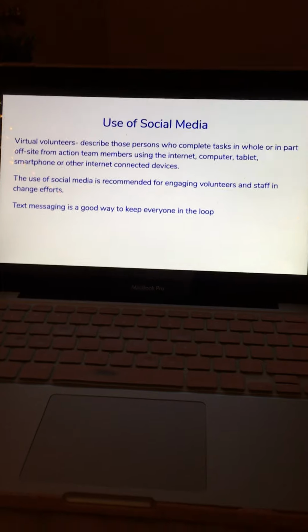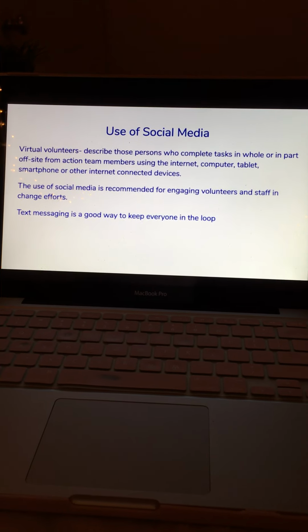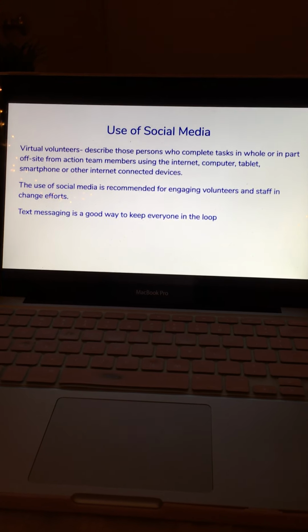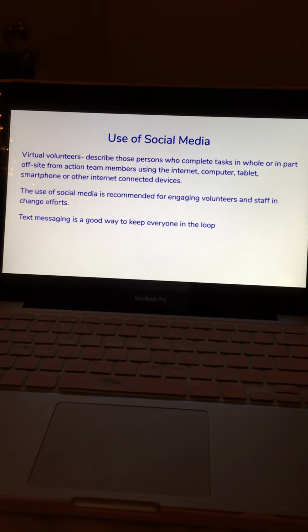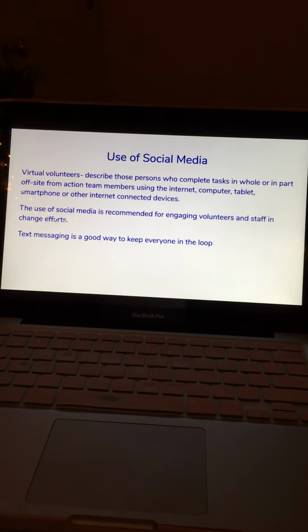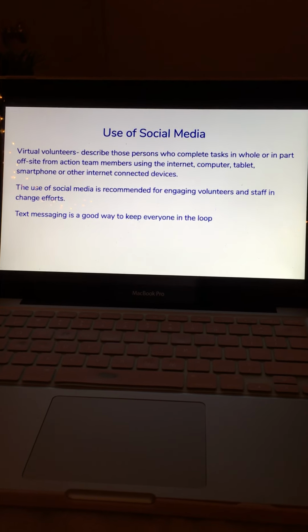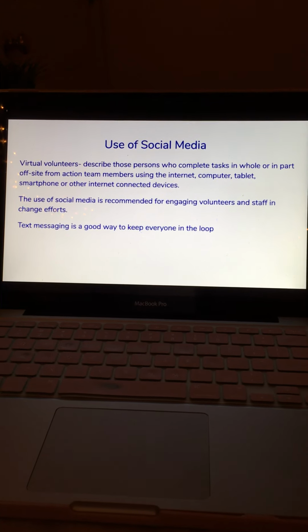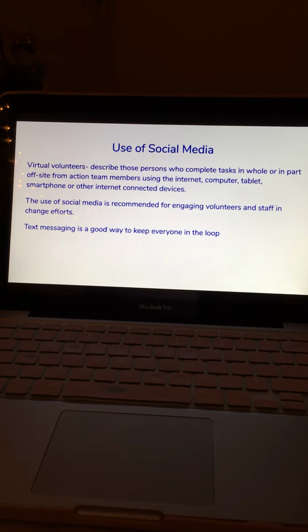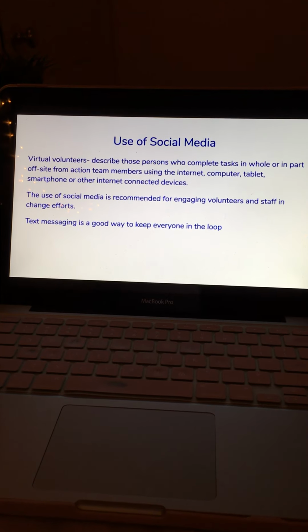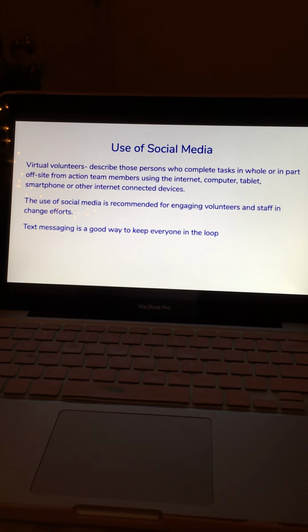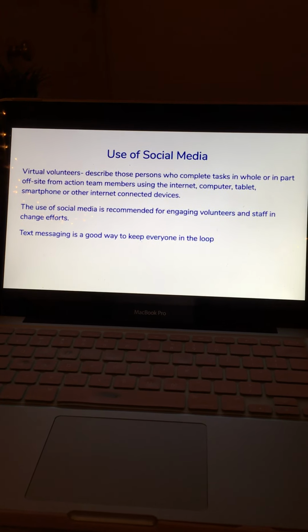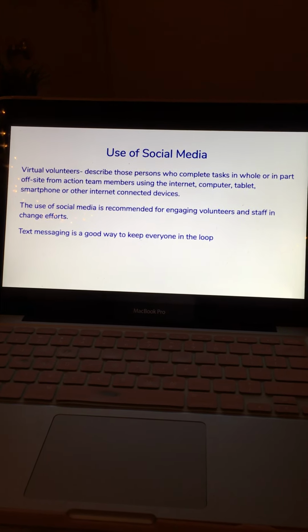And then there was a paragraph, which I thought was important, about the use of social media. Social media we obviously use all the time nowadays. It talked a lot about virtual volunteers. You can have people helping you through an intervention and through change by simply being off-site. These can be action team members using the internet, a computer, a tablet, a smartphone, or other internet-connected devices. They can take part in the task, or take part part-time in the task, and help out through electronic devices.